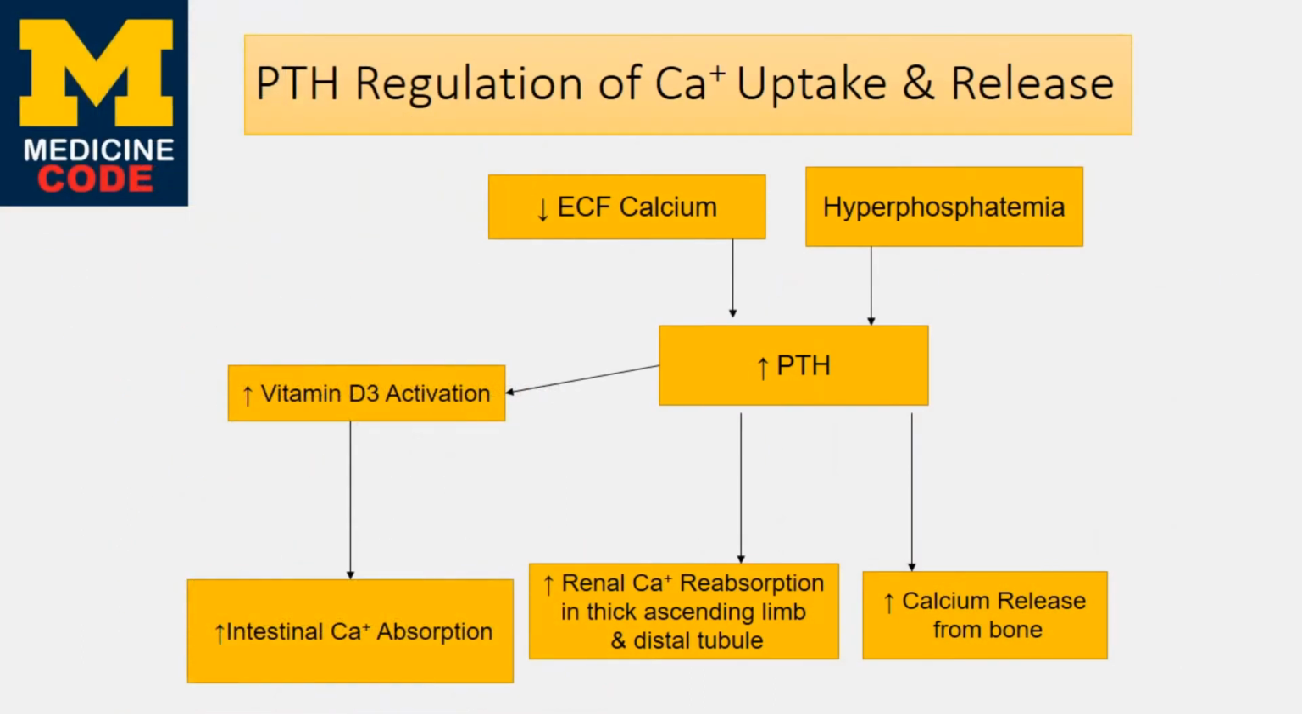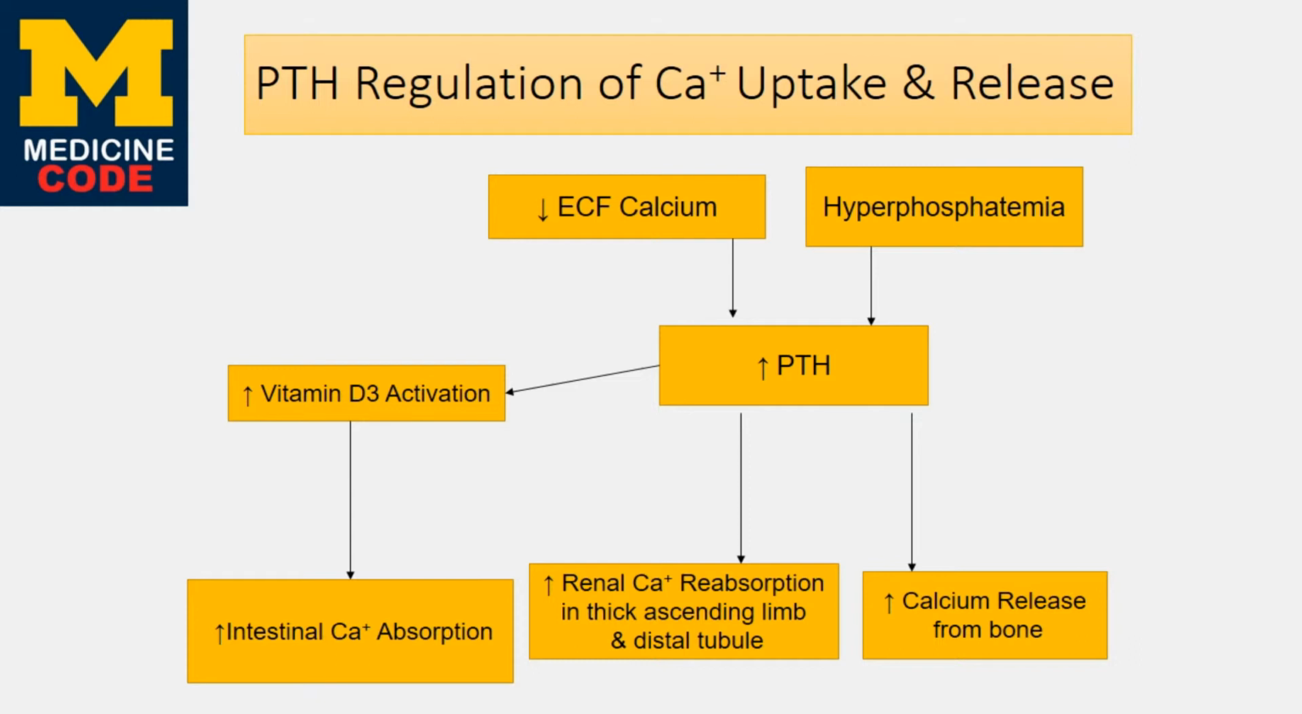In the parathyroid regulation of calcium, the decrease of calcium in extracellular fluid and hyperphosphatemia leads to increase in PTH. This increase leads to increased vitamin D3 activation. It can also lead to increased renal calcium reabsorption, and increased calcium release from bone. The increase in vitamin D3 activation leads to increased intestinal calcium absorption.